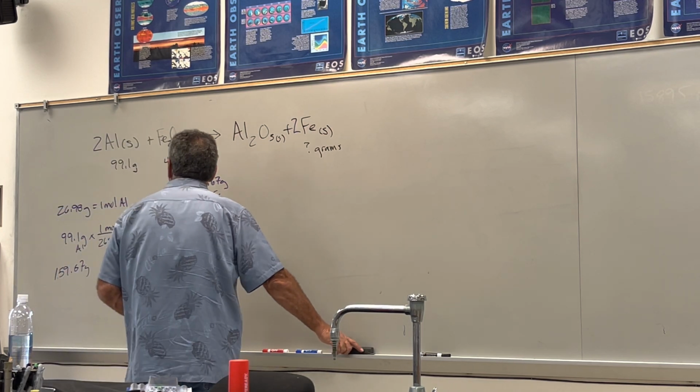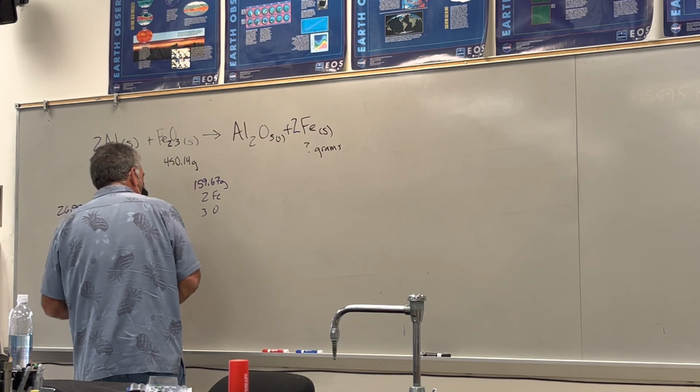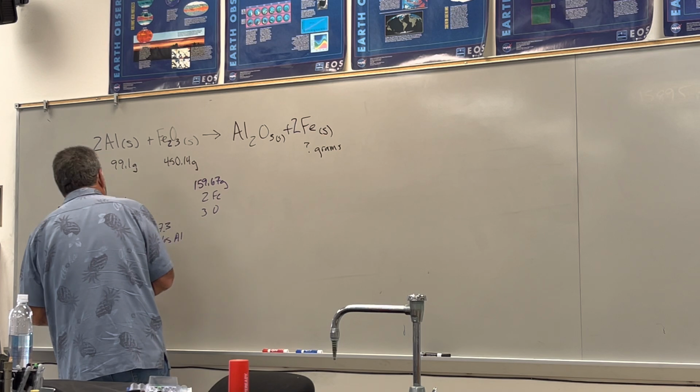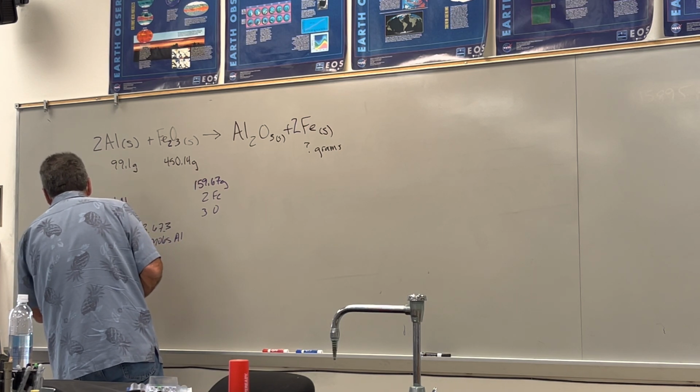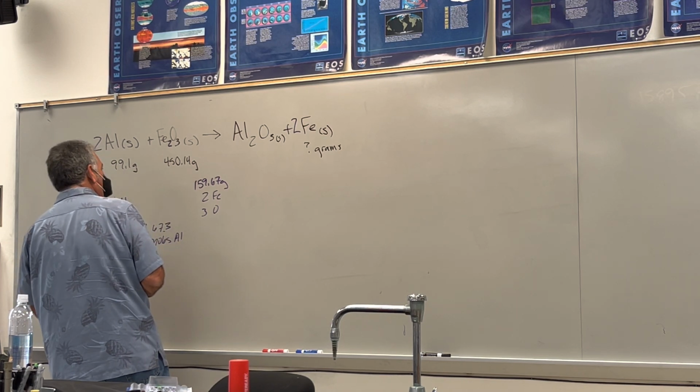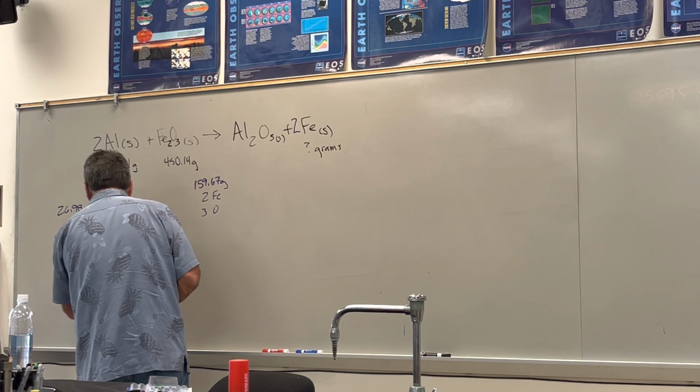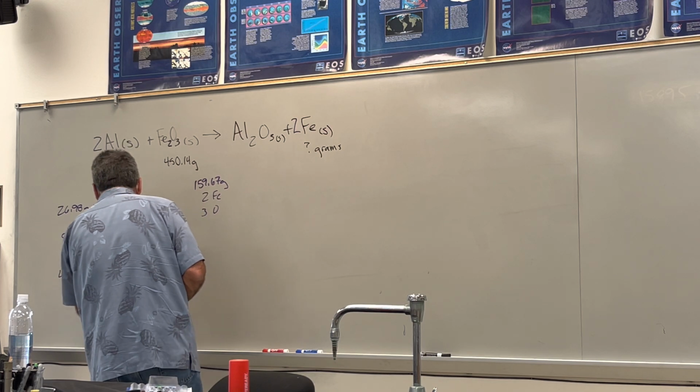All right, now I'm lost. So I gave you the 159.67. Okay, and so now that's our molar mass. Now we're going to take 450.14 grams of iron oxide and convert that to moles of iron oxide.